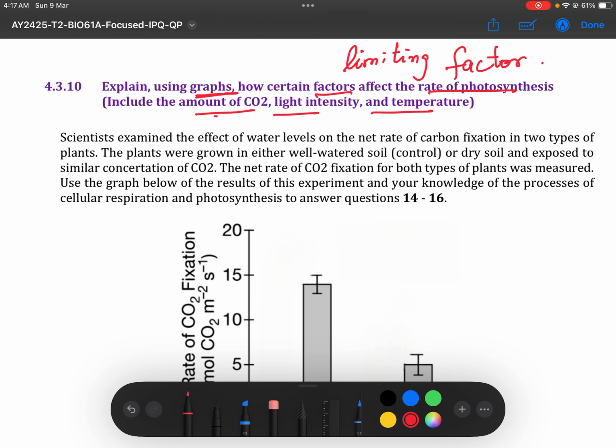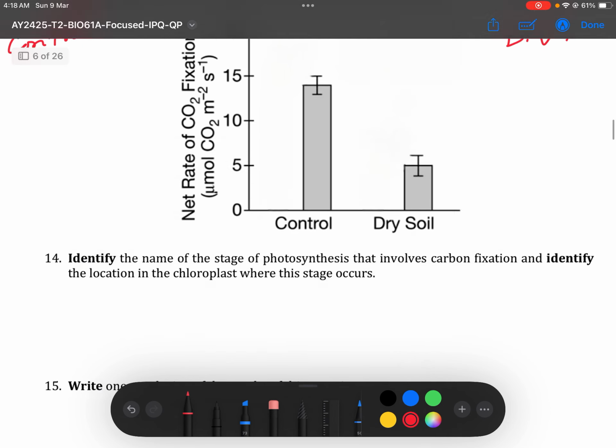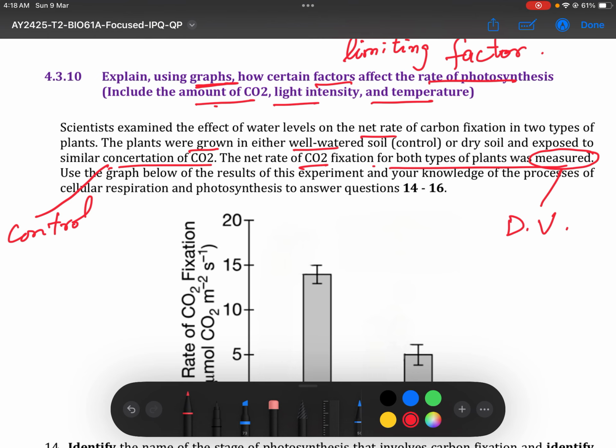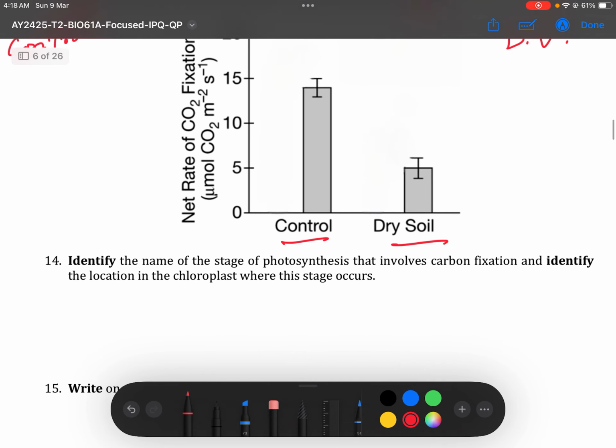Scientists examined the effect of water levels on the net rate of carbon dioxide fixation in two types of plants. The plants were grown in either well watered soil or dry soil, exposed to similar conditions and concentration of CO2. So over here CO2 is acting as control. The net rate of CO2 fixation for both plants was measured. This is your dependent variable, of course whatever you are measuring. And the independent variable is which type of soil you are taking. So you need to use this to answer 14 till 16.